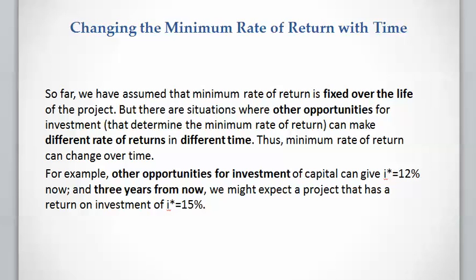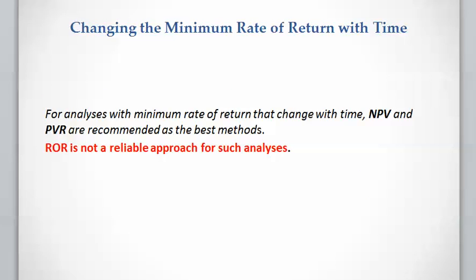In this video, I'm going to explain how we can evaluate mutually exclusive projects, or in general any other project, if the minimum rate of return, the discount rate, changes over the lifetime of the project. So if the minimum rate of return changes with time, the NPV and PVR, present value ratio, are recommended as the best methods, and rate of return is not a reliable approach for project evaluation.